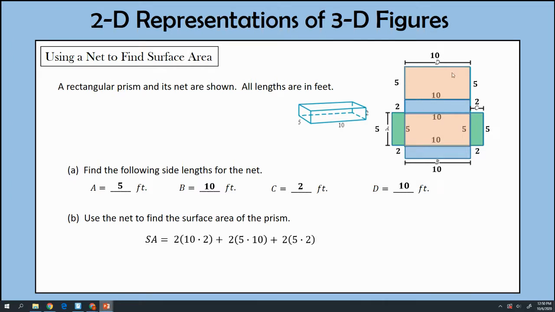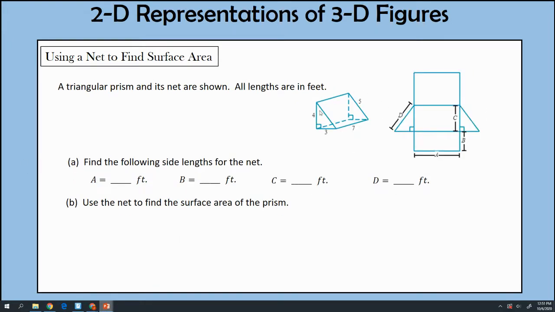Now that accounts for all 6 faces. So if I do the math, 2 times 10, 20, times 2 is 40. 5 times 10 is 50, times 2 is 100. 5 times 2 is 10, times 2 is 20. Add them up. This surface area is 160 feet squared. That may give you a better visual as to how we do surface area. Okay, pretty straightforward though.